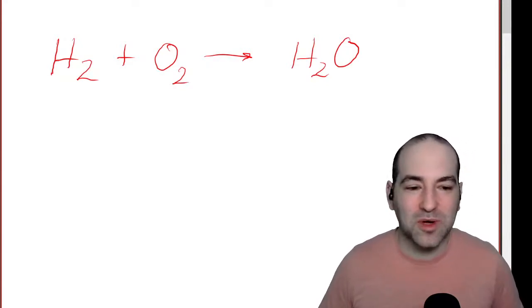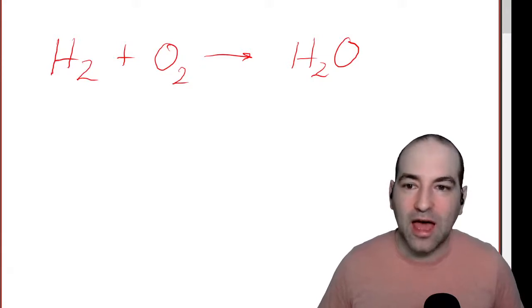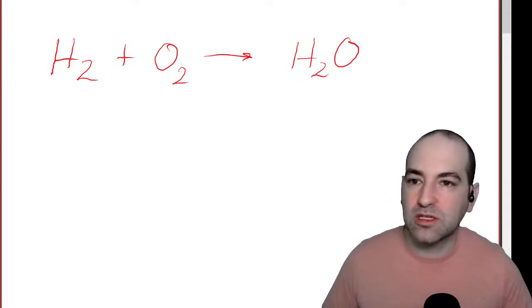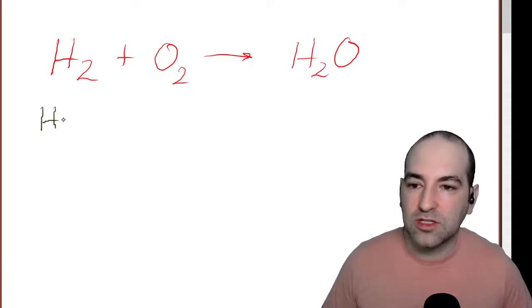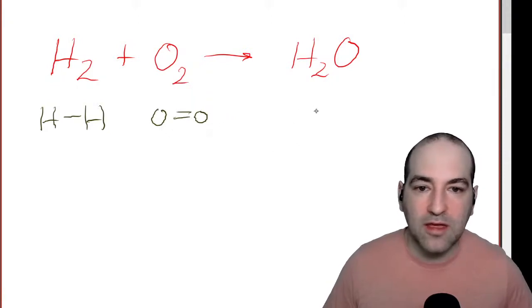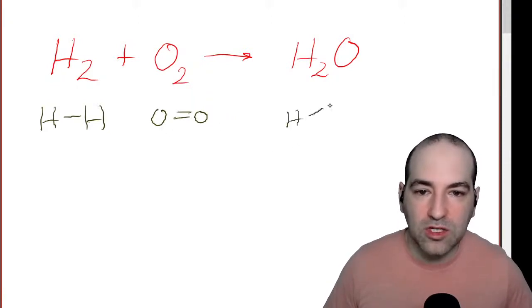The problem is that if we really look at what's happening at the molecular level, something is missing. So let's express these in terms of their Lewis structures. Hydrogen is just H-H like that. Oxygen is O=O like that. It's got a double bond. And then water is H-O-H.